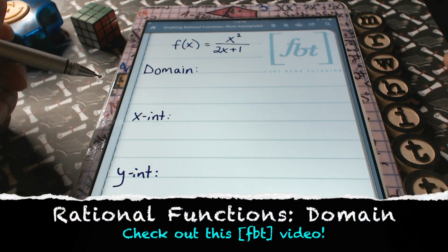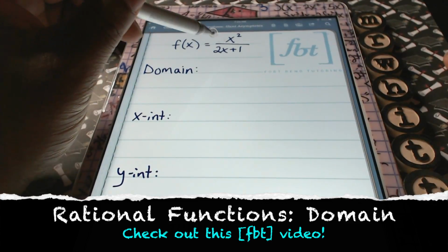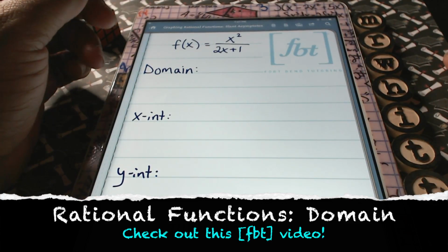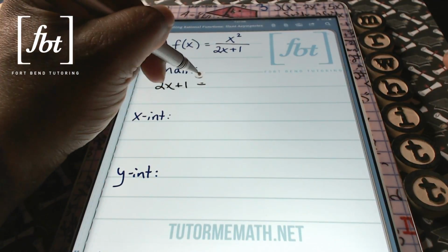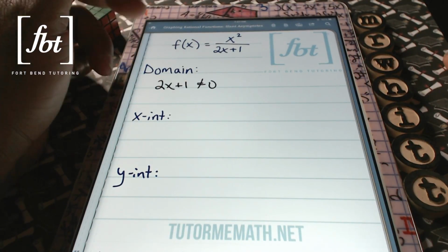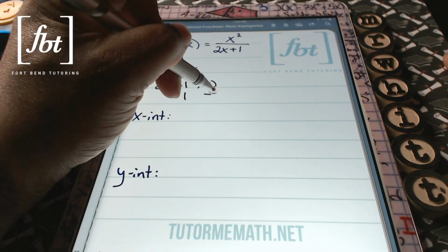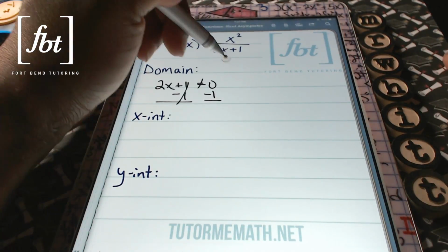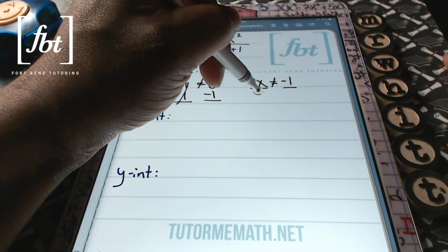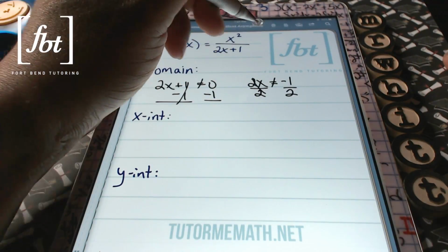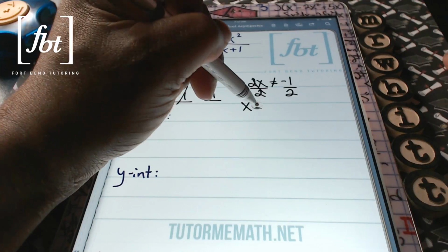The next thing you want to identify is the domain. Once again, you cannot have 0 in the denominator of a fraction, so therefore we'll set the denominator 2x plus 1 not equal to 0 to help us identify the domain. So we'll be subtracting 1 from both sides of the equation. You'll end up with 2x cannot equal negative 1. Then by dividing both sides by 2, we'll have x cannot equal negative 1/2.